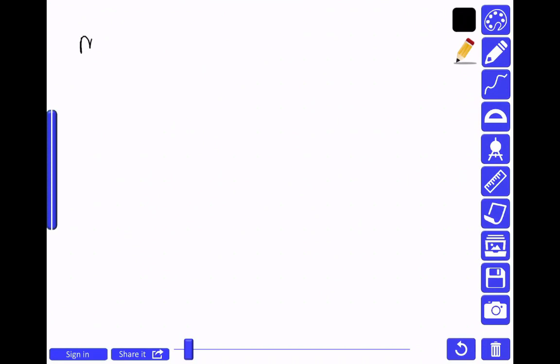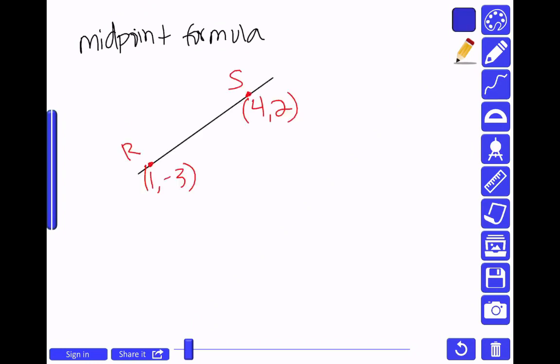Now let's take a look at the formulas. The first formula we're going to look at is the midpoint formula. This formula is a way to find the midpoint of any segment. Again, remember, we do not find midpoints of a line. So I have this segment RS, and I have given coordinates to these points R and S. I can find the midpoint. We know that the midpoint is going to divide RS into 2 congruent segments.